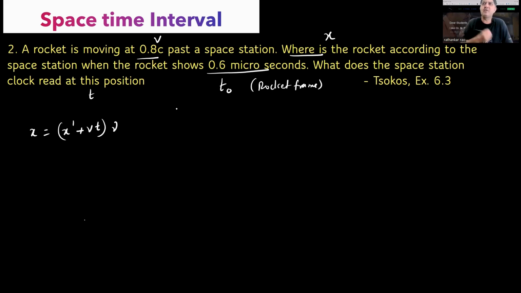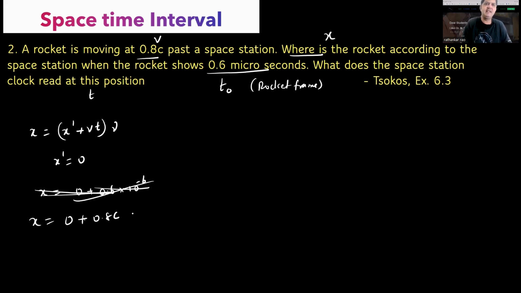But the value of x dash is not known. What I do in this case is I'll assume that at the point when the rocket left the space station, that coordinate is x dash equal to 0. So x should now be equal to 0 plus vt. What is v? Sorry, v is 0.8c. I'm sorry. So x is equal to 0 plus 0.8c multiplied by time taken. This is vt0. So into 0.6 microseconds.